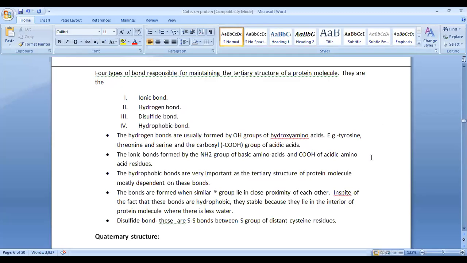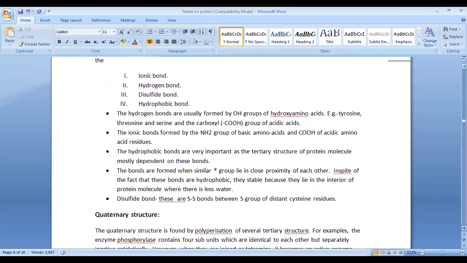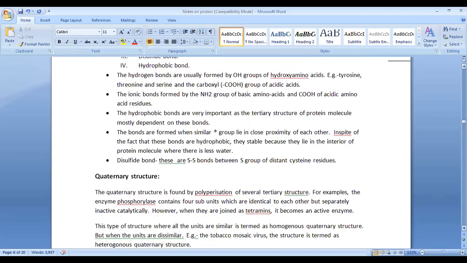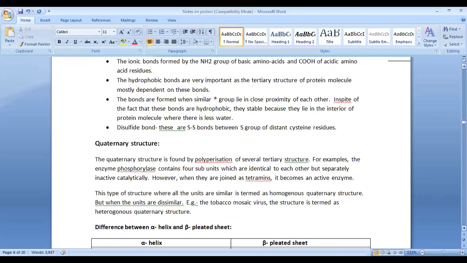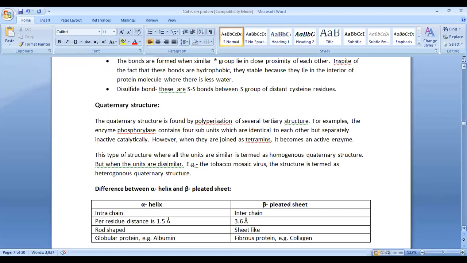Okay. So now I already showed you the disulfide bond. These sulfur-sulfur bonds are known as disulfide bonds. And now the quaternary structure: I said the quaternary structure is found in polypeptides of several tertiary structures. For example, the enzyme phosphorylase contains 4 subunits which are identical to each other. So you can see, in the quaternary structure, they could be similar or could be different. Like when I said on the band, all 4 are pupil, that means they are similar. But when I gave the example of mobile, one is mobile, one is charger, one is cord. So these are 3 different things.